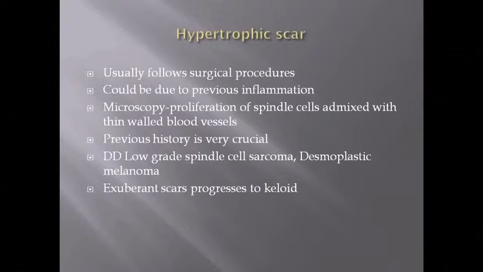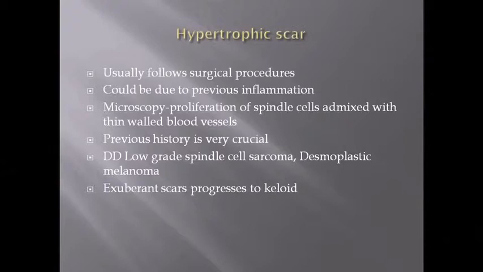Now, differential diagnosis is a low-grade spindle cell sarcoma and a desmoplastic melanoma. Now, of course, when I say desmoplastic melanoma, you do need to take into consideration the age of the patient, the location of the lesion, and also other features which we will come to in discussion in a minute. But low-grade spindle cell sarcoma is always a nightmare trying to decide whether this is some kind of low-grade proliferation of spindly cells, or is it just a scar.